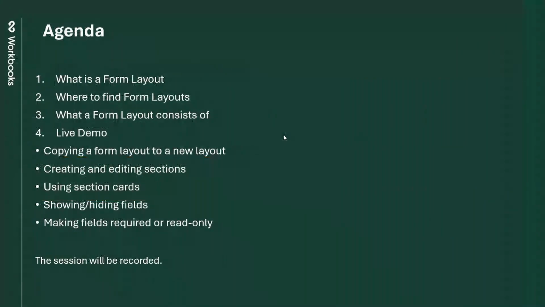So here's what we'll cover in today's session. We'll start with a quick overview of what a form layout is and where you can find them within workbooks. Then we'll look at the key components of a form layout. The bulk of the session will be a live demo. I'll show you how to copy an existing form layout to create a new one, how to create and edit sections, use section cards, show or hide fields, and make fields required or read only.